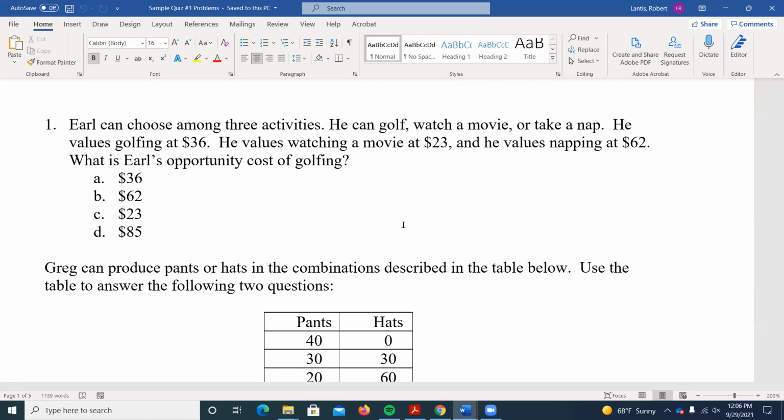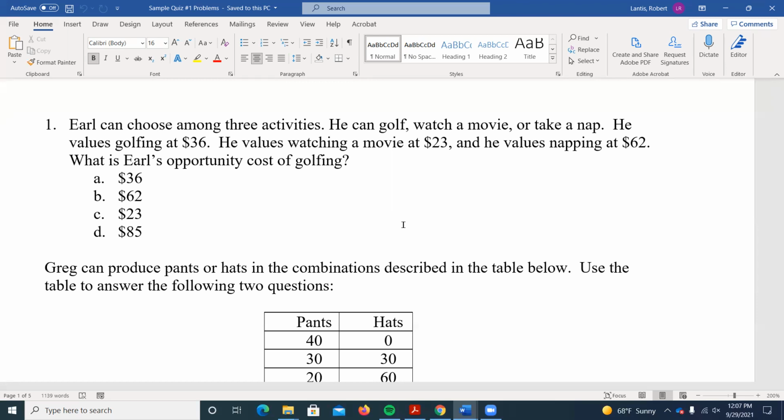So here, if the individual chooses to go golfing, and I use that same time to instead nap, that would have been a marginal benefit to me of $62. So that's what I'm missing out on. By choosing to go golfing, the activity that I'm not doing was actually worth $62 to me. So that's the opportunity cost of going golfing.